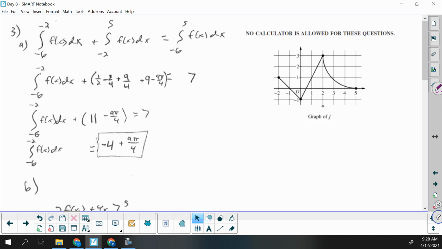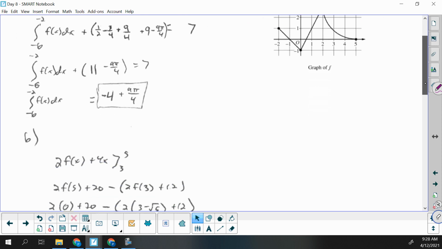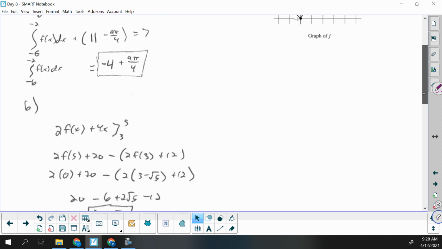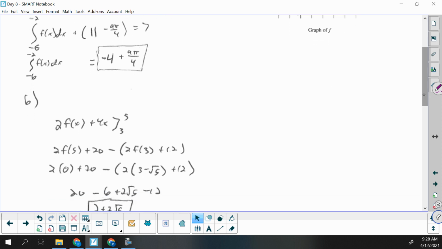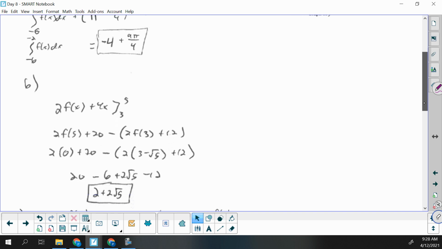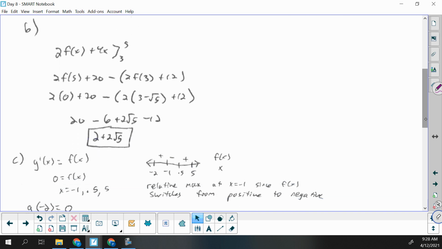In B, we want to do integral from 3 to 5. So your antiderivative would just be 2f of x plus 4x. If we sub in the 5 and the 3, f of 5, if we look at the graph, is just 0, so that becomes 2 times 0 plus 20, then minus, and in parentheses, this is why they told us the point at 3, so 2 times f of 3, which was just 3 minus radical 5, and then you had the 4 times 3, which gave you 12. Distribute your negative and combine like terms, you get the 2 plus 2 radical 5.